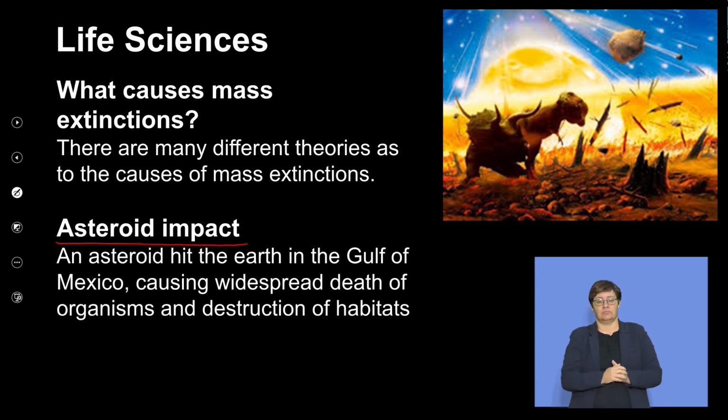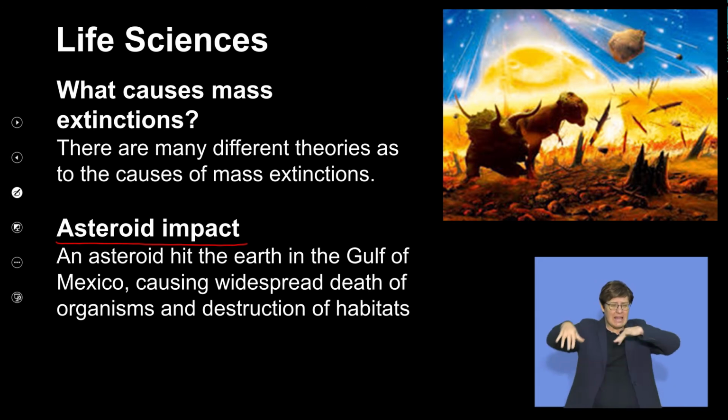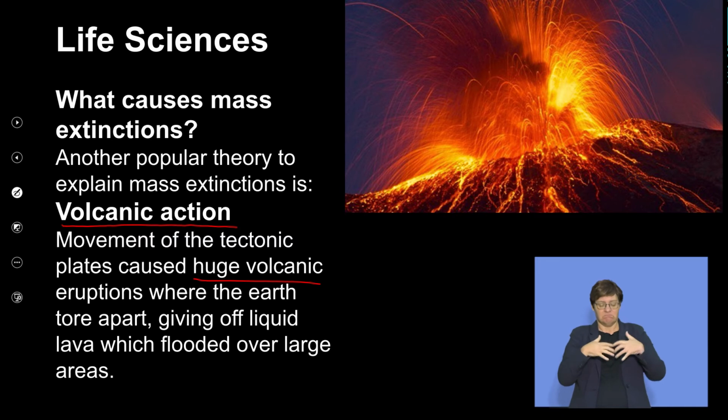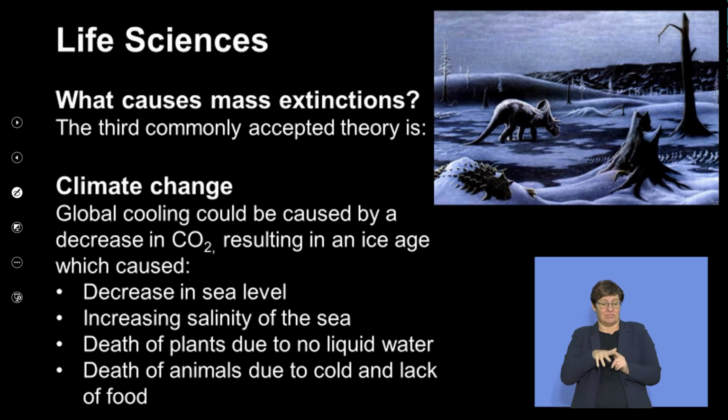First one, the asteroid impact. An asteroid hit the Earth in the Gulf of Mexico, causing widespread chaos, climate change, volcanic action, dust in the air, all sorts of difficulties for life. Another popular theory or accepted theory is volcanic action, where the movement of the tectonic plates formed huge volcanic eruptions where the Earth tore apart, oozing liquid lava over large areas.